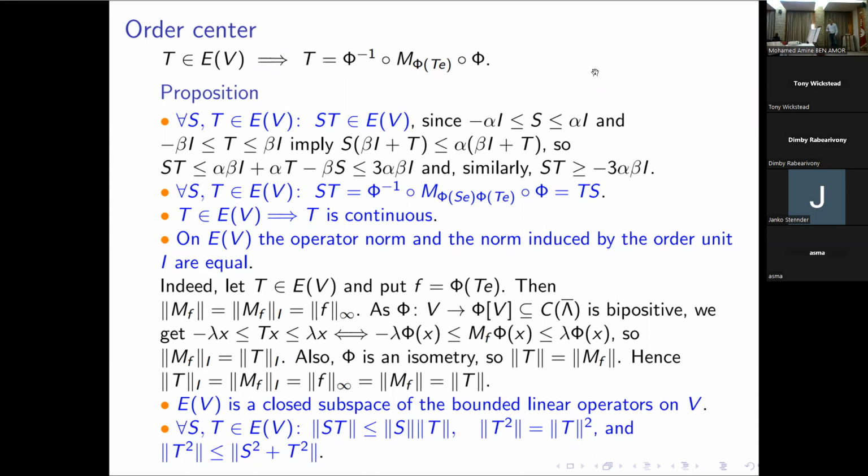This bipositive map is also an isometry because it maps the order unit to the constant function 1. And since we have all order unit norms, that preserves the unit. And therefore, the operator norm of t is the same as the operator norm of mf. And then we have all equalities that we want. So the order unit norm of t equals the order unit norm of the multiplication operator. That was the supremum norm of the function. And that is the same as the operator norm of the multiplication operator. And that's the same as the operator norm of t. So we get indeed that these norms coincide.